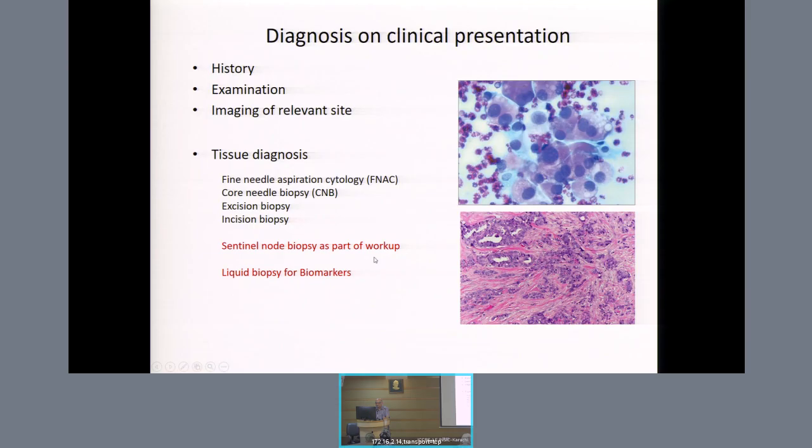Sentinel node biopsy as a part of workup, I will come to it later, and liquid biopsy. Now, liquid biopsy is being done in selective centers in America and Europe, not everywhere. In this, you just take the blood and then you look for circulating tumor DNA or similar markers. Sentinel node, by definition, means the first lymph node which receives the lymph of a tissue. For the breast, all lymph is drained into the axillary lymph nodes.